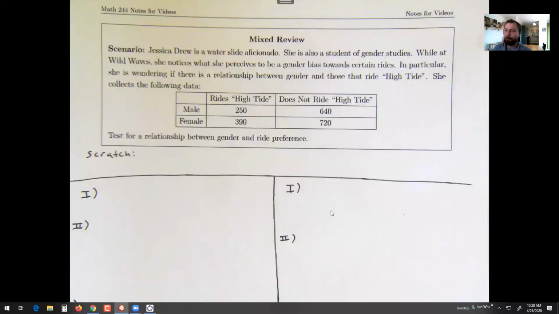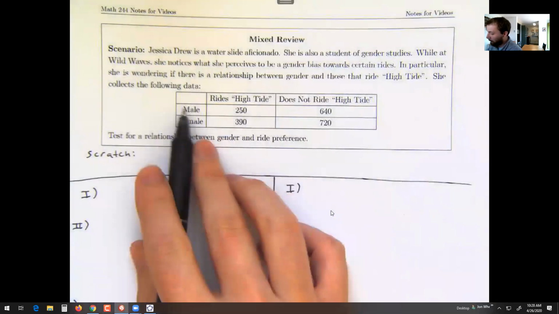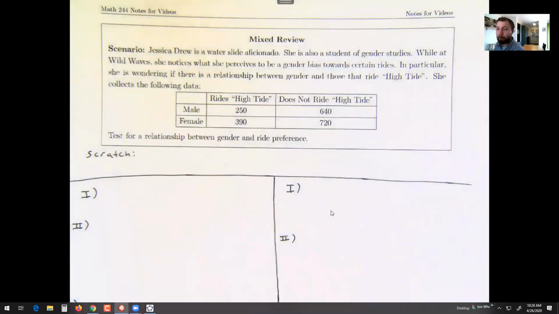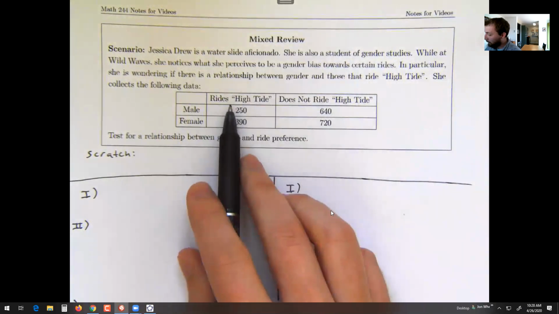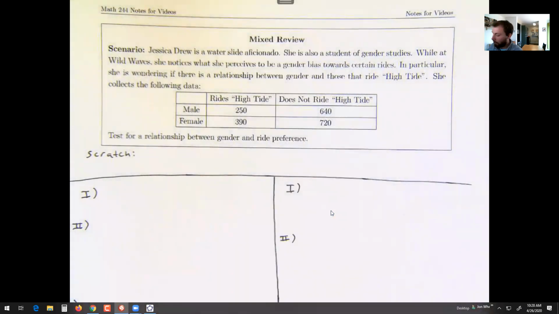This is a mixed review where we compare two different test methods for the same data set just to see the similarity and differences. So we're looking at gender, male and female. Just to note, if there were more types of genders, I could easily add them to this table and I should be able to still do similar analysis. And I have they either go on the ride, high tide, or they do not go on the ride, high tide. And I want to test if there's a relationship between gender and ride preference.